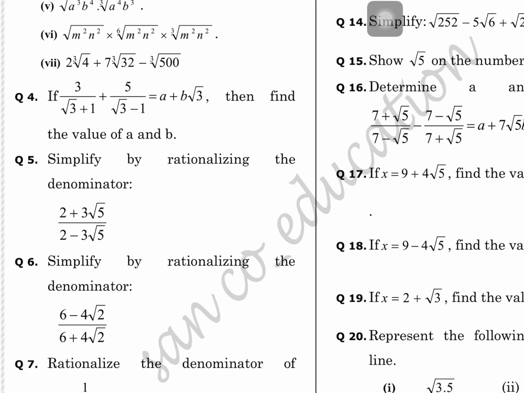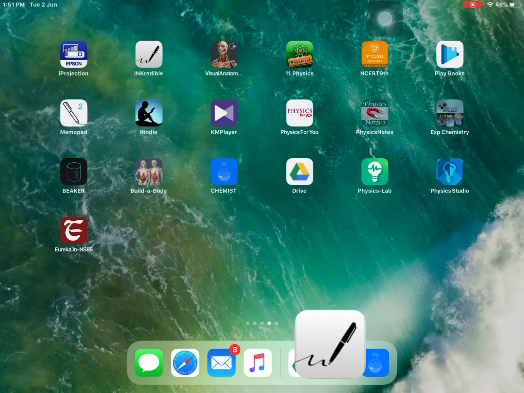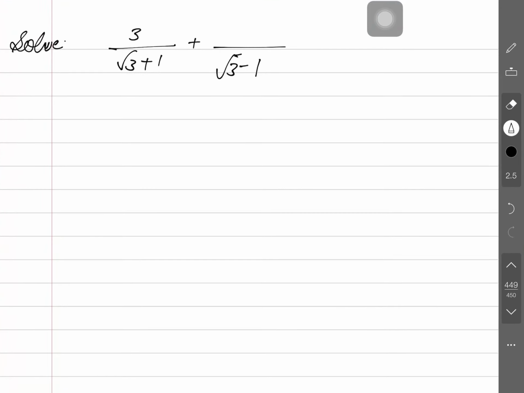The left hand side is 3 by root 3 plus 1 plus 5 by root 3 minus 1, and it is equal to a plus b root 3. Just you may see here.